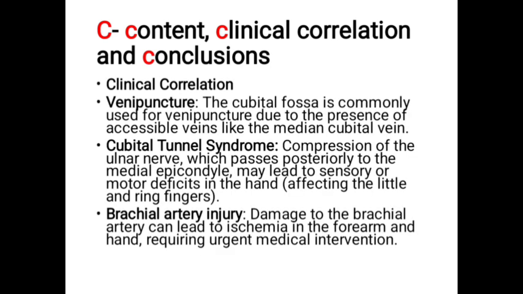Now, for clinical correlation, there are some important clinical correlations that you need to know, and they include: 1. Venipuncture. The cubital fossa is commonly used for venipuncture due to the presence of accessible veins like the median cubital vein. Second is cubital tunnel syndrome. It is a compression of the ulnar nerve which passes posteriorly to the medial epicondyle. This may lead to sensory or motor deficit in the hand, affecting the little and the ring finger. We also have brachial artery injury. Damage to the brachial artery can lead to ischemia of the forearm, requiring urgent medical intervention.